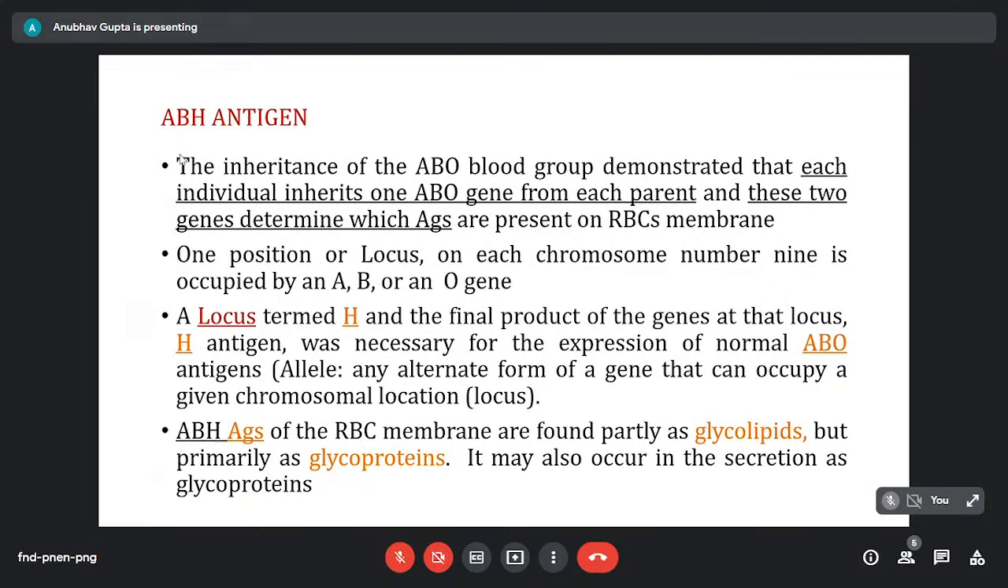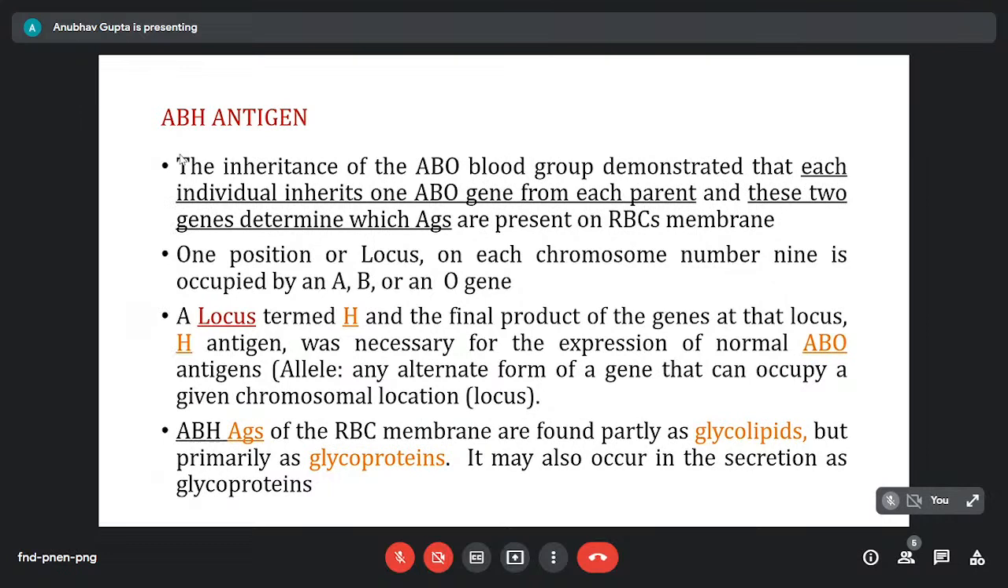So don't be confused. But I would like to tell you that the substrate for the A antigen or B antigen or AB antigen is the H antigen. Only if the H antigen is absent, the ABO antigen can't be formed. If H antigen is present, it will form the base for the enzyme to act on the substrate and form the A and B antigen.